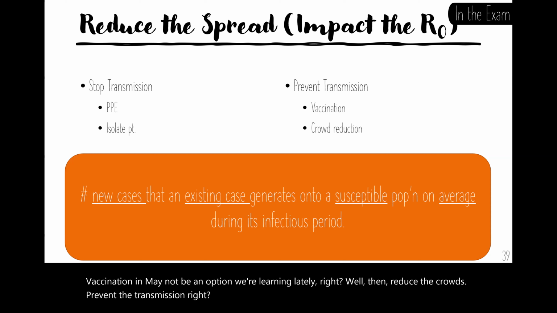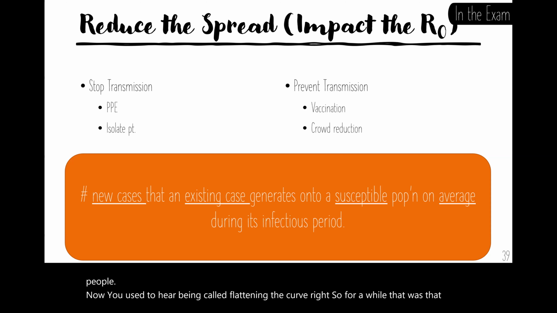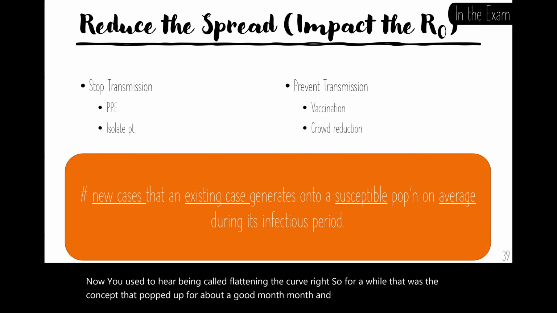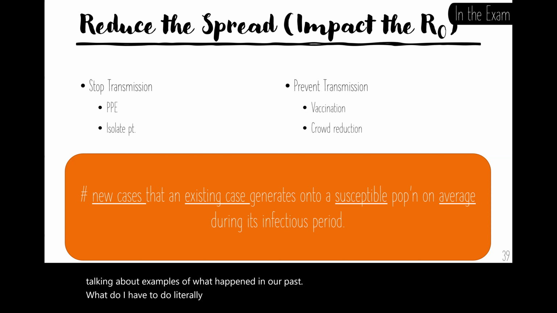So reduce the effective contact. What is that called right now? Social distancing. It's the same concept. You've been hearing this forever now, but there's a reason behind this. You can change the R naught by simply not being around people. Now, you used to hear it being called flattening the curve, right? For a good month and a half, that was the concept that popped up, when people kept on talking about examples of what happened in our past, and one of them had to do literally with our previous flu pandemic, right?